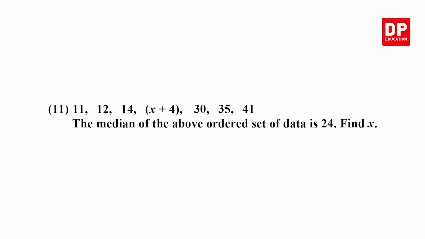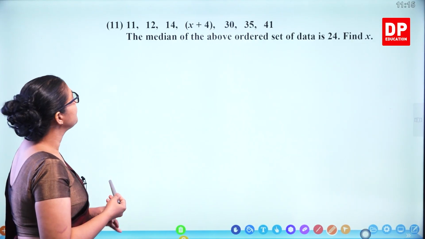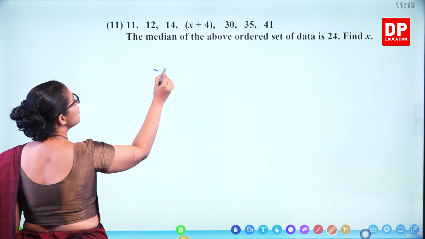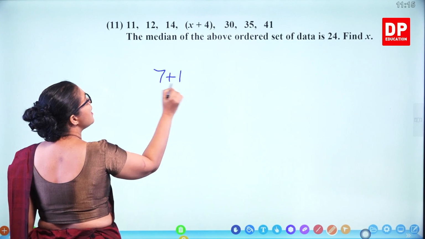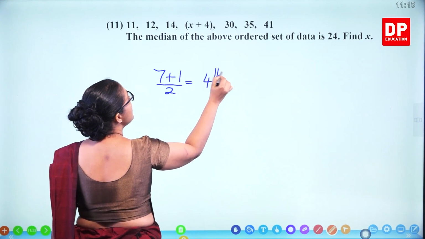Question number 11. The median of the above ordered set of data is 24. Find x. Median, the middle value. 1, 2, 3, 4, 5, 6, 7. How you find out the middle term? We add 1 and divide by 2. So that means fourth term is the middle term.